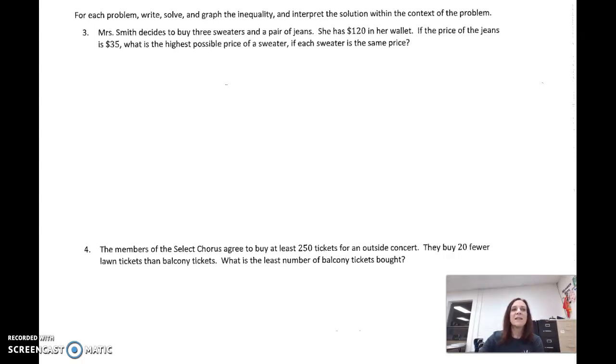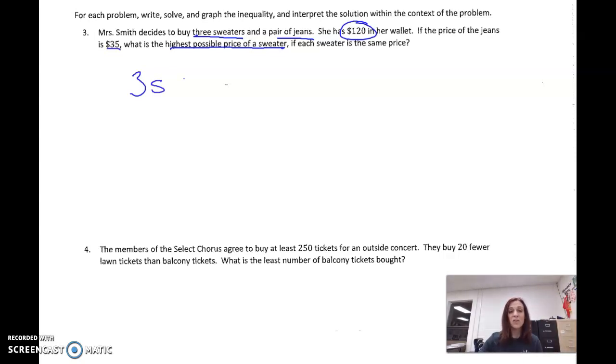So Mrs. Smith decides to buy 3 sweaters and a pair of jeans. She has $120 in her wallet. The jeans cost $35. What is the highest possible price of the sweater if each sweater is the same price? Well, she's buying 3 sweaters. So if they cost $2, it's 3 times 2. If they cost $10, it's 3 times 10. If they're 100, it's 3 times 100. So I'm going to take 3 times the price of the sweaters, and I'll represent that with S.